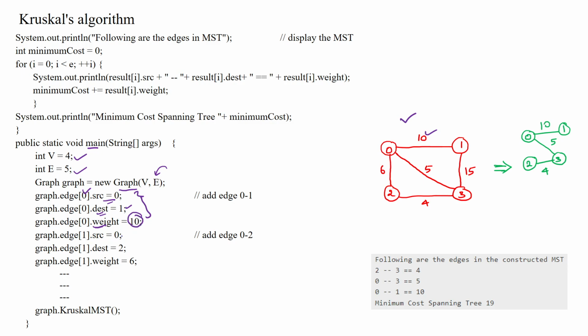This is the edge number in the array. The 0th edge we have already given, now we are giving the first edge. The first edge has source vertex 0, destination vertex 2, and weight 6. Like that you have to keep giving the edge cost for all the vertices connected by the respective edges. Then we are calling the minimum spanning tree method.